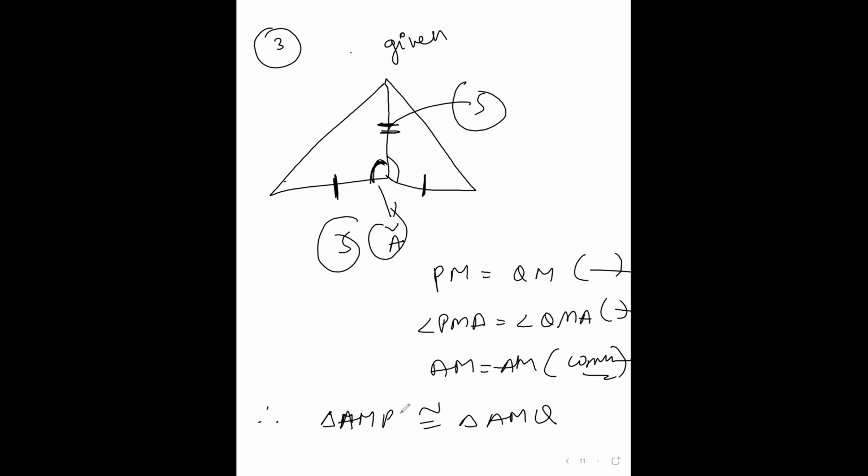Is this something new or have we been doing this till now? We have been doing it. So this is the same thing that's written over there. Reason being by SAS rule. But how do we find out that it is SAS? Look at the sides, look at the angles, look at what all you have written.